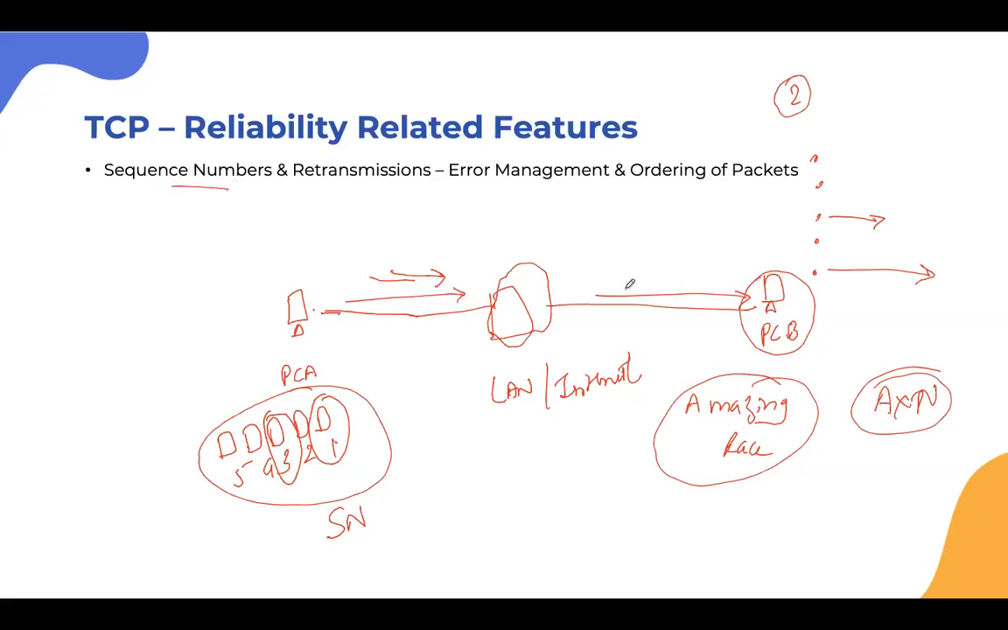And what is the point of a sequence number? The point of a sequence number is that the destination can rearrange or reorder the packets if they come in the wrong order. Point number 1. If the destination gets packet numbers 1, 2, 4, and 5, it does not get 3. The destination can actually ask PCA back, hey, where is packet number 3? And then PCA will realize that for some reason, hey, I sent it, but I think you did not receive it. So let me send it again. So it will retransmit packet number 3 only to PCB.